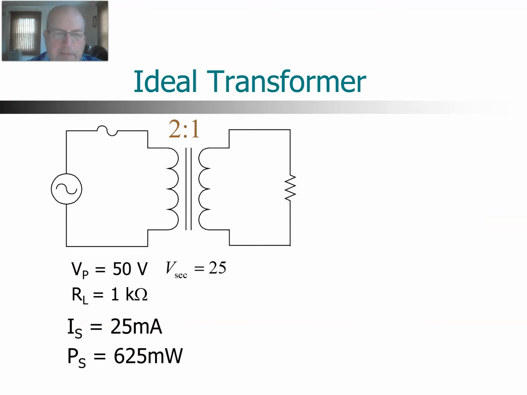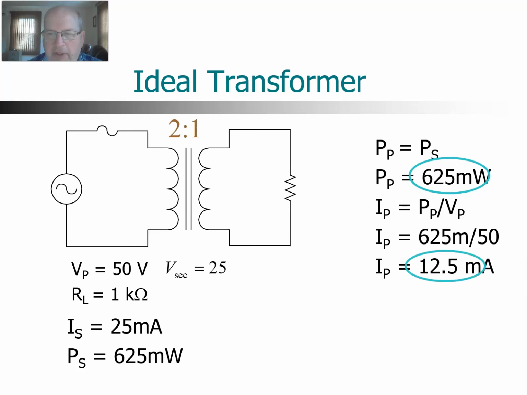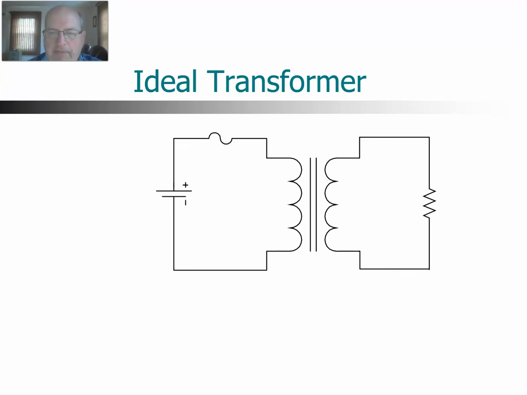625 milliwatts. Okay, now that we have that, we can say the powers are equal between the primary and secondary. So the primary power is 625 milliwatts also, because this is an ideal transformer. And then primary current is the power divided by voltage, and that works out to 12.5 milliamps.